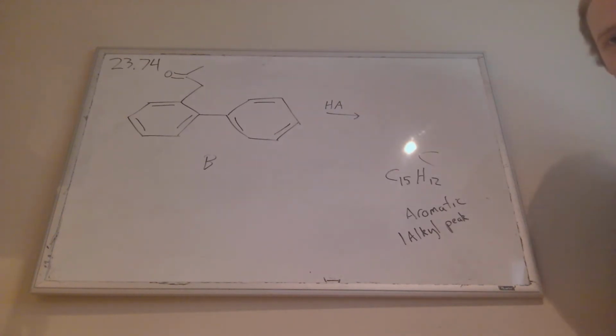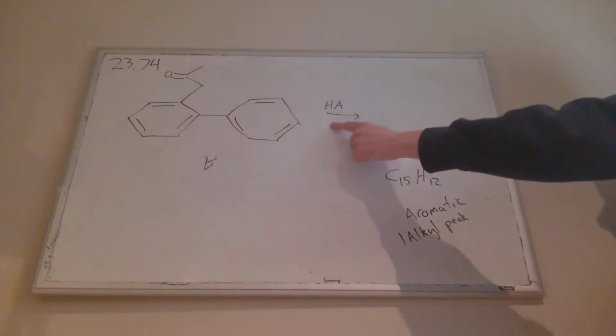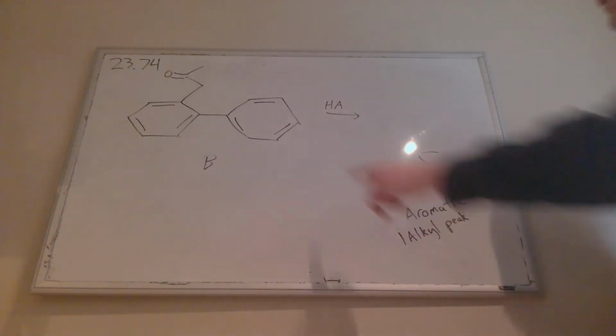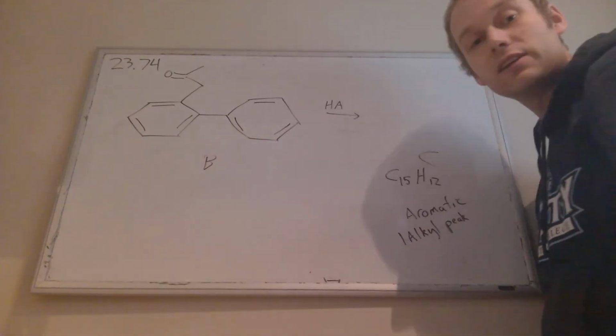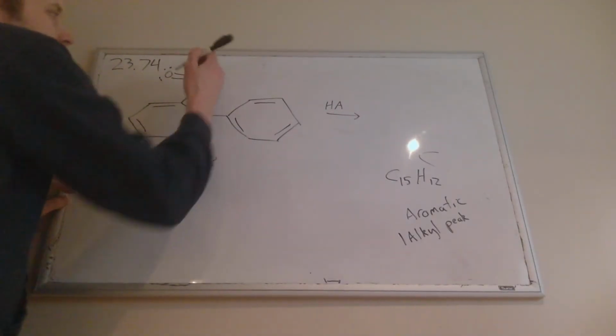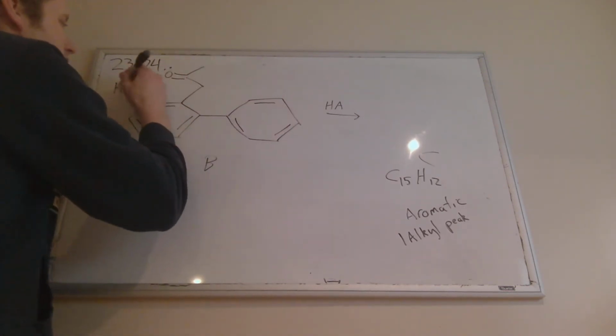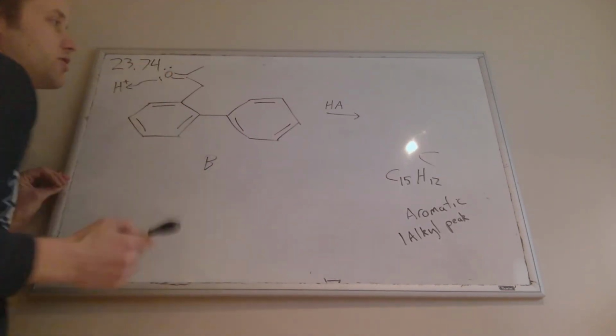The easiest way for me to think about this is to think about what actually is going to happen in this mechanism. We have an HA, just a generic acid, it doesn't matter what it is. We want to think about where is the most likely place that that acid will bind onto. What is going to have the most basic set of electrons? It's not generally going to be these aromatic rings themselves. It's actually going to be one of the lone pairs that's on this carbonyl. And so the first thing that we're going to do is bind an H plus onto this location.